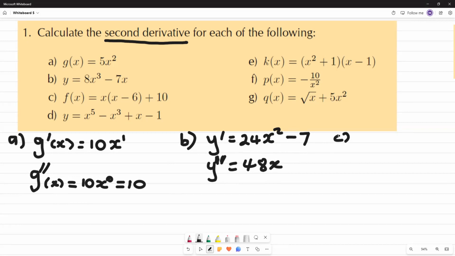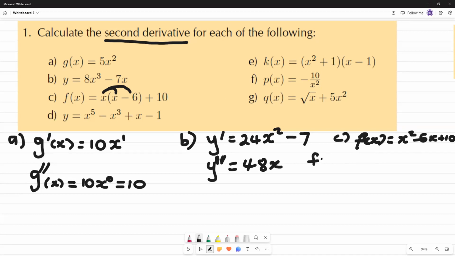On C, we firstly need to remove the brackets. Remember, I said before you differentiate, you don't need fractions, you don't need brackets, you don't need square roots. You just need terms in the simplest form. So here you can see that we're going to multiply the x here and there, which gives us f of x equals x squared minus 6x plus 10.